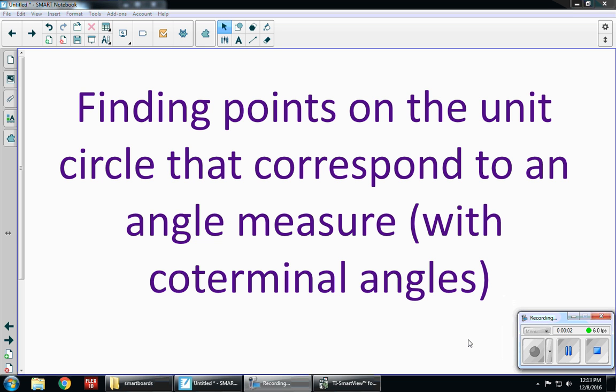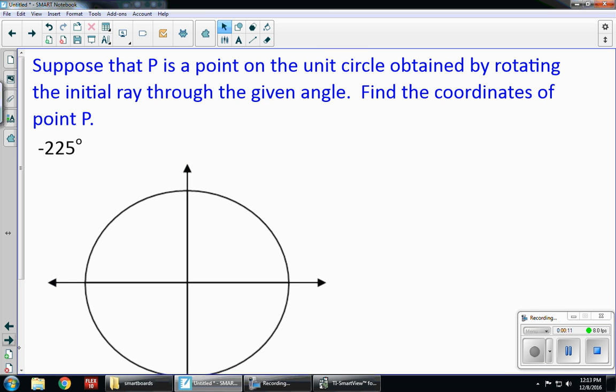This video is on how to find points on a unit circle that correspond to an angle measure, but we're going to be using coterminal angles. Suppose that P is a point on the unit circle obtained by rotating the initial ray through the given angle. Find the coordinates of point P, and the angle they're giving us is negative 225.